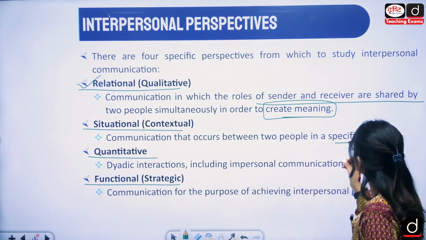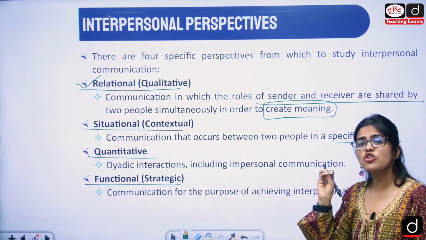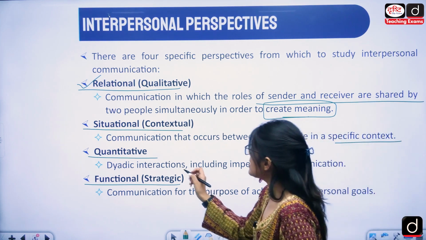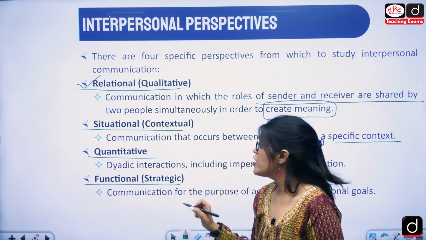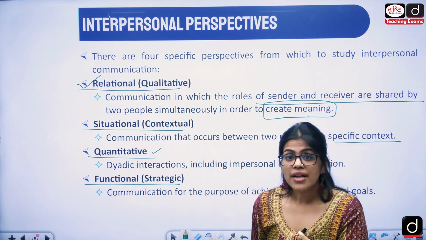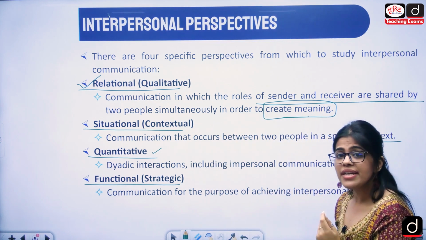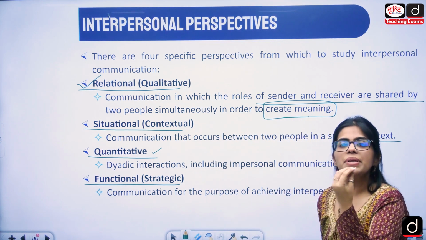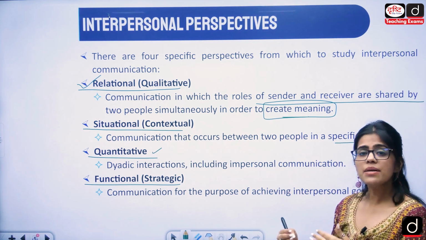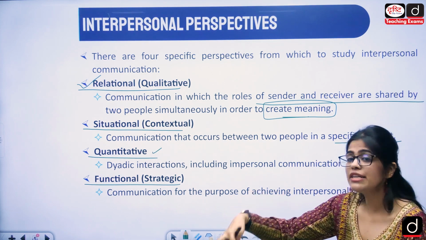So this means that there is a specific content that is needed so that the two people can talk to one another. Then comes the quantitative perspective. So the quantitative perspective basically is something that can be measured, right? These are the quantities that can be measured. So it's a didactic interaction, basically an interpersonal communication that happens between two people.